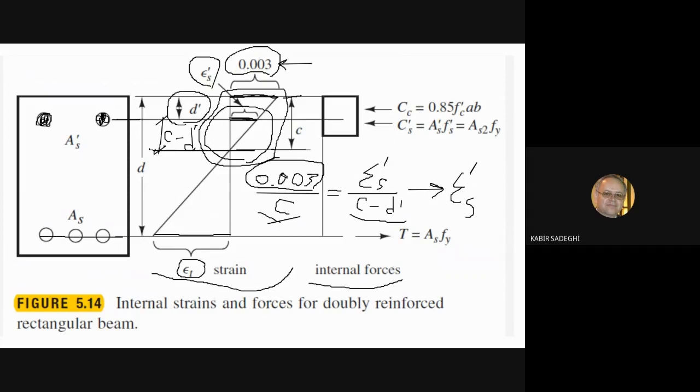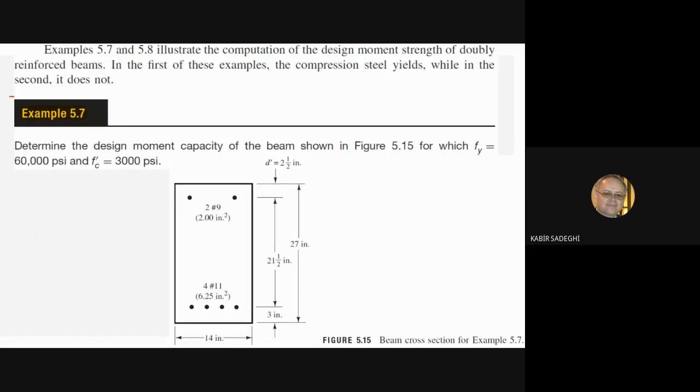Okay, sorry, yes. Let's see one example. In this example, we have one condition that epsilon prime s is not greater than epsilon y, the compression steel is not yielded, and in the other example we see that it's yielded, or the inverse. Examples 5.7 and 5.8 illustrate the computation of design moment strength of doubly reinforced beams. In the first of these examples, the compression steel yields, while in the second it doesn't. Let's see the first example, 5.7.